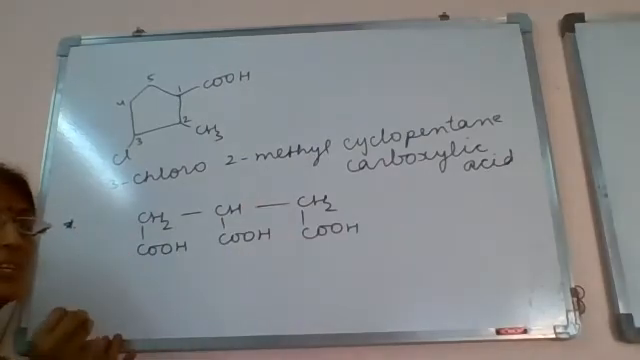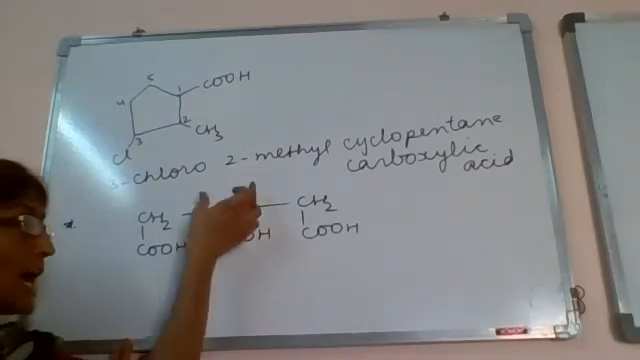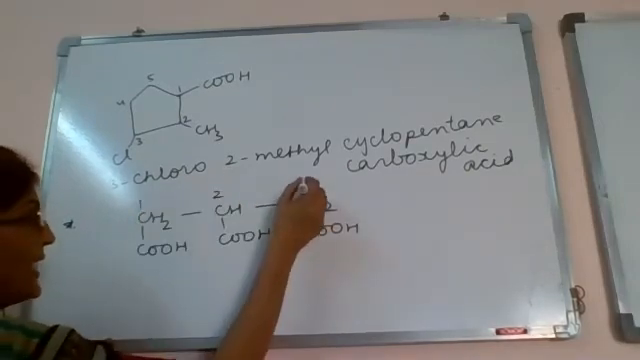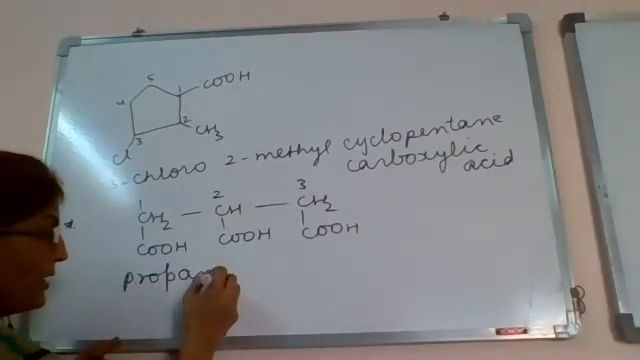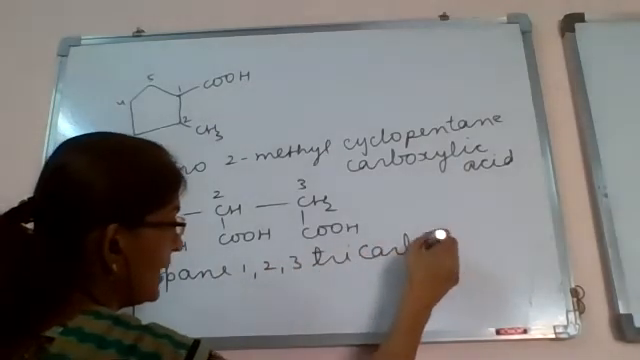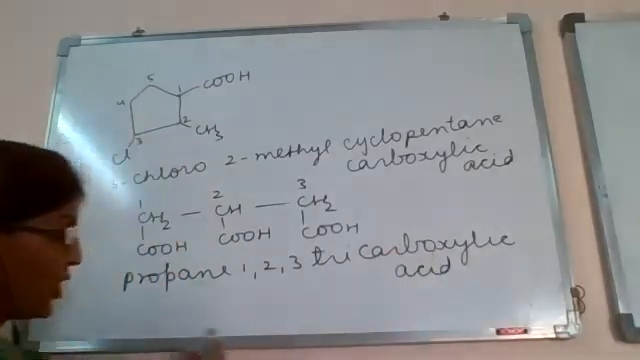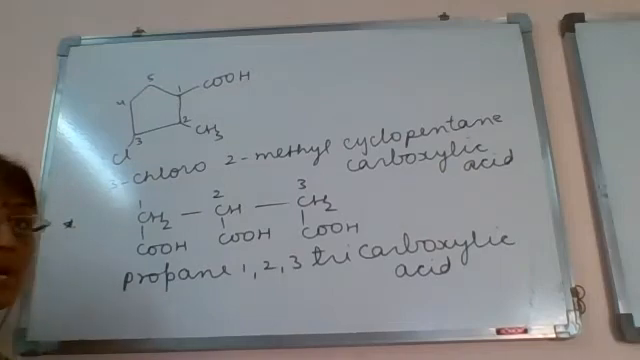At this stage, according to IUPAC, leave all the COOH groups. Do not include even one in the chain. But the carbons they are connected to should be included in the chain. So the chain will be 1, 2 and 3. Its name will be propane-1,2,3-tricarboxylic acid. This is the IUPAC name for this compound. Clear?